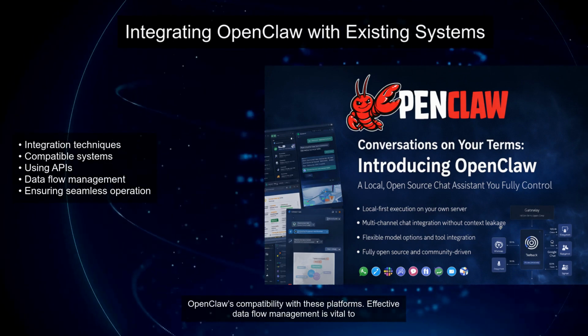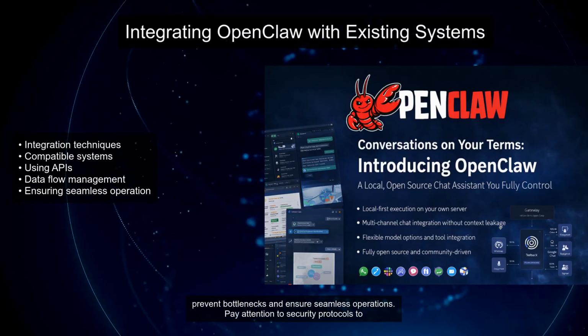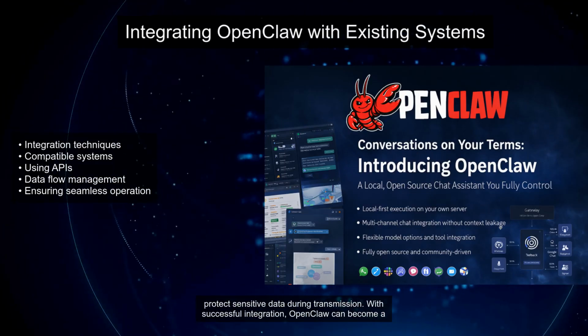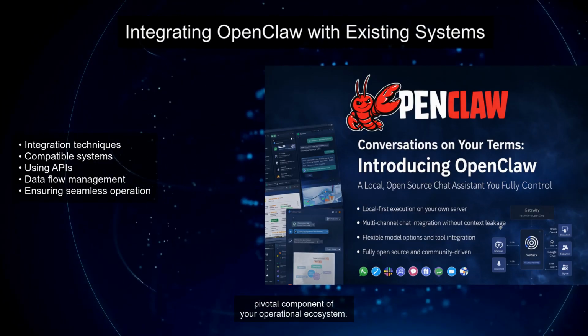Effective data flow management is vital to prevent bottlenecks and ensure seamless operations. Pay attention to security protocols to protect sensitive data during transmission. With successful integration, OpenClaw can become a pivotal component of your operational ecosystem.